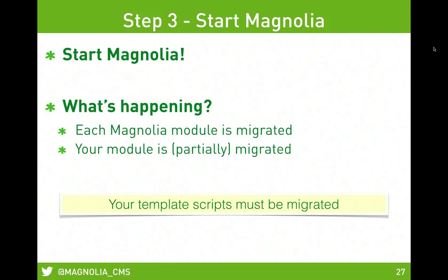Magnolia will trigger the install and update procedure. And what's happening? Each Magnolia module is automatically migrated. Your module is partially migrated. Why partially? Just remember what we did on the previous steps. We have added a task in the version handler to migrate the content and another task to migrate the definition. Your template scripts are not migrated and are still using the old templating mechanism in 4.4. So you will have to migrate your template scripts.